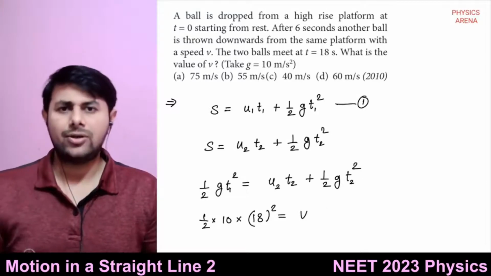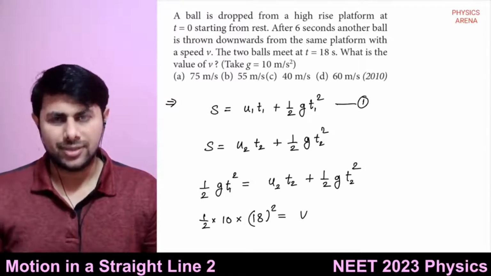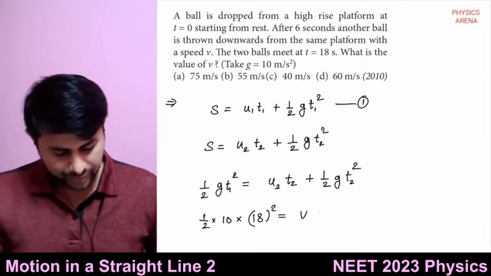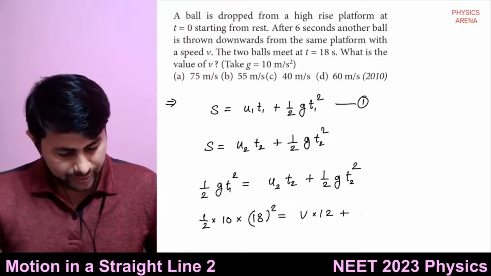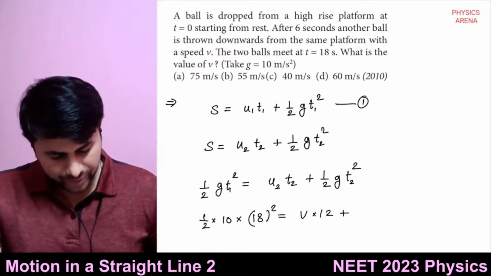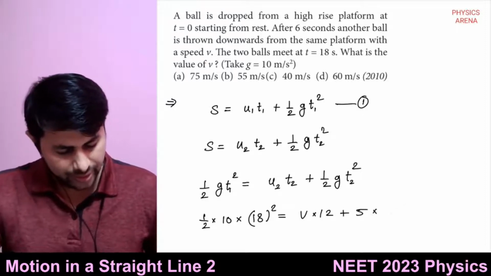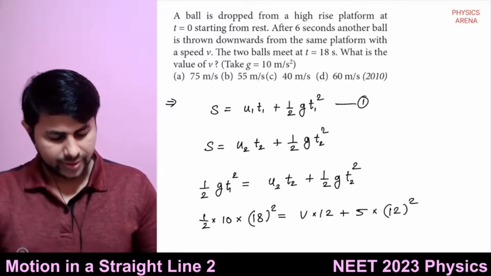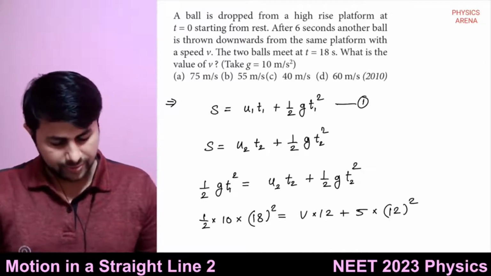Now the second ball is dropped after 6 seconds. So it is 18 minus 6, 12 seconds. So v multiplied by 12 plus this is half of g, so it is half of 10, 5 multiplied by what? t2 square is 12 square. And now this is very simple.